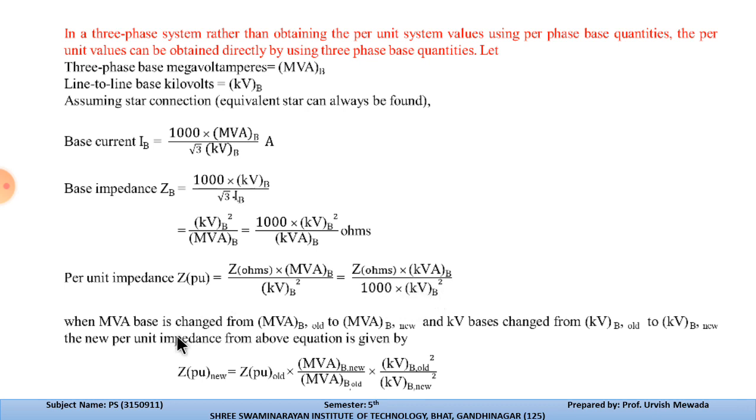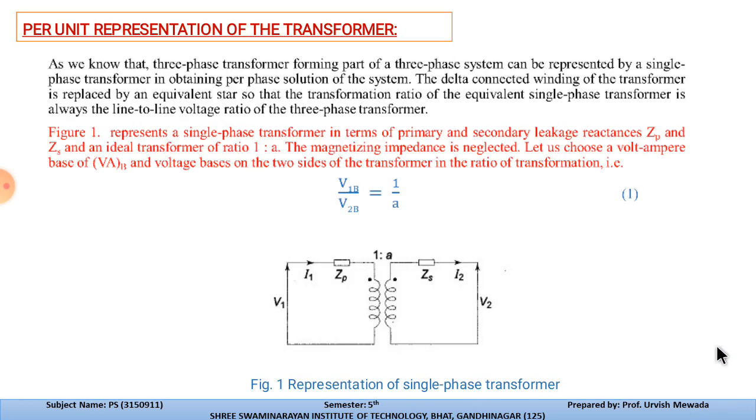So when the MVA base is changed from MVA base old to MVA base new, and KV base changes from KV base old to KV base new, Z per unit can be determined with the help of this equation: Zpu old into MVA base new divided by MVA base old, multiplied by KV base old square divided by KV base new square.